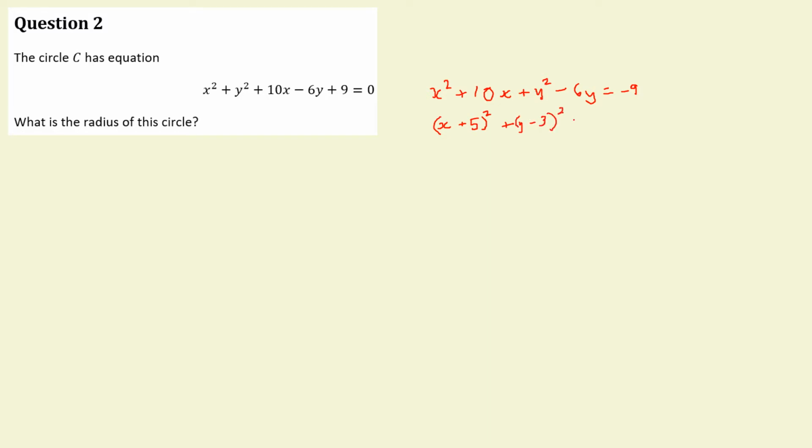And then we just have to think about what joins the minus 9 on the other side. When I square the x plus 5, I get a 25 at the end, a 5 squared, so that will need to go on the other side. And when I square the negative 3, still comes out to be positive. It's going to give me an extra 9 there, so I've got an extra 9 on that side as well. The 9 and the minus 9 take care of each other. So I've got r squared is 25, r is 5. Okay, they tended to be pretty straightforward questions to get into at the start.